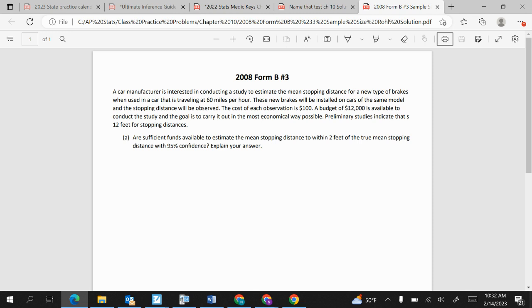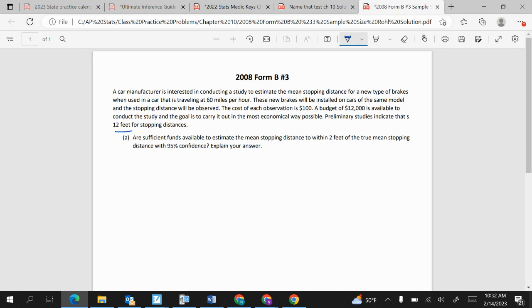But here we go. Here's the situation. A car manufacturer is interested in conducting a survey to estimate the mean stopping distance for a new type of brakes when used in a car that is traveling 60 miles per hour. These new brakes will be installed on cars of the same model and a stopping distance will be observed. The cost of each observation is $100 and a budget of $12,000 is available to conduct this study. And the goal is to carry it out in the most economical way possible. Preliminary studies show that s is 12 feet.